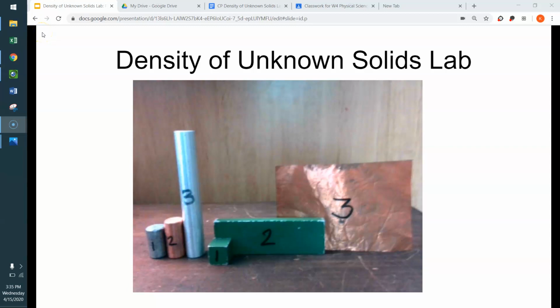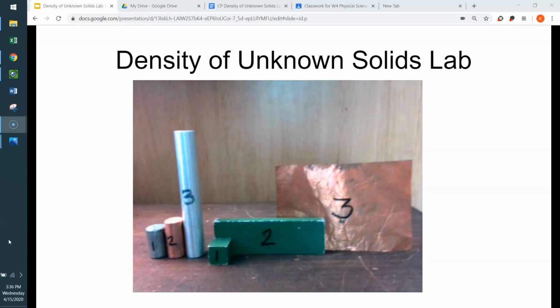Hello everybody! Today we're going to be running a lab activity, the Density of Unknown Solids lab. Today will be just part one of the lab. So in our lab today we are going to practice finding the density for irregularly shaped objects.